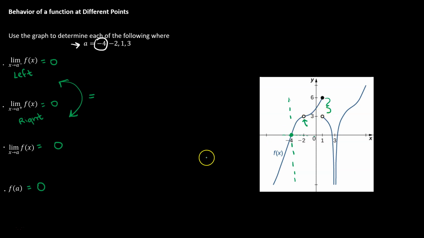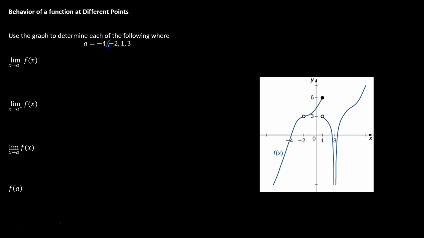So let's take a look at some of the other a values. Now let's look at a is equal to -2. So that means we're looking at our left limit, right limit, two-sided limit, and function value when x is equal to -2. So we'll draw our x equals -2 vertical dashed line. Coming from the left, traveling on our function, it looks like we're approaching 3. Now our function is not defined right there, but that's okay. The limit is taking us towards the output 3. So from the left, we're going towards 3.